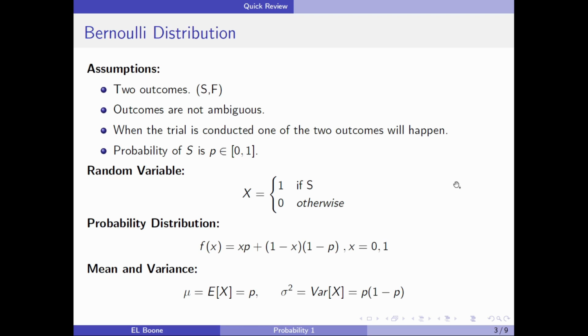Here, the random variable is 0 or 1. It's 1 if it's an S, and 0 otherwise. We have a probability distribution, and I wrote it in a weird way down here just to show you a different way of writing it. Notice that when x is equal to 1, this piece is p, but this piece here is 0, so we don't worry about that. When x is 0, this is 0, this is 1, and then we end up with 1 minus p there. So it's just a different way of writing it. The mean and the variance are mu is equal to p, and the variance is p times 1 minus p.